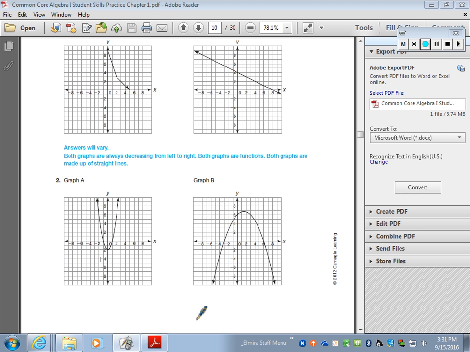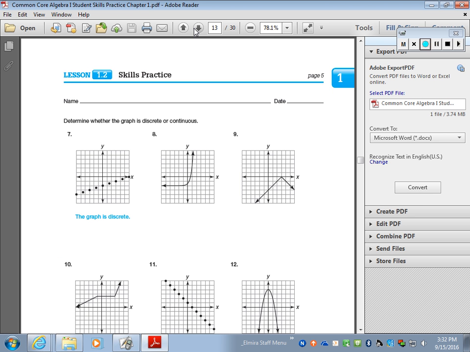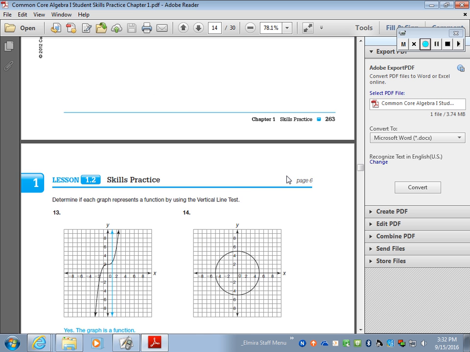Okay, try to find everything in common that you can between the two graphs. Don't leave it at just one thing unless that's all there is. Okay, moving ahead to the next section. This is an easy section. Is it discrete or continuous? Okay, don't overthink that.